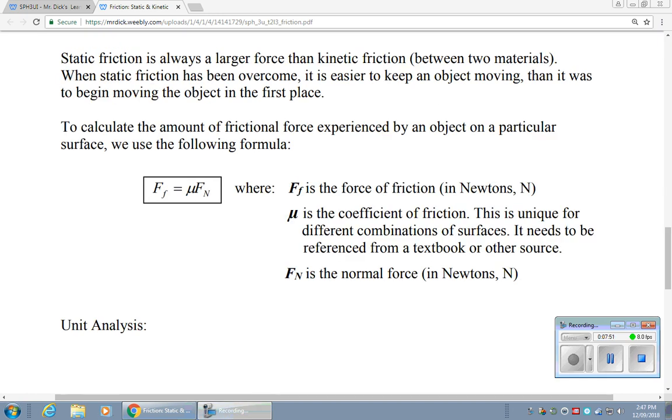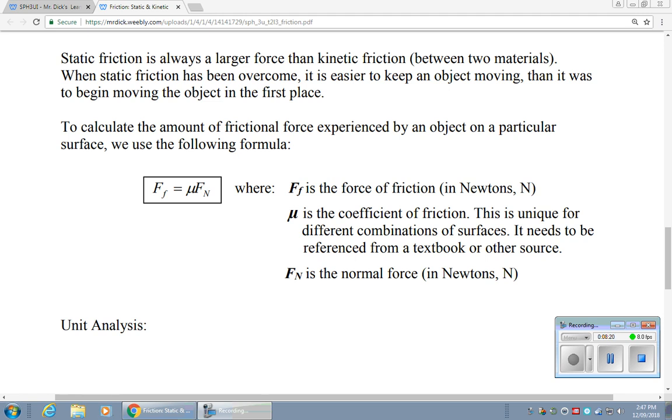So one thing we can summarize from that then is that the static frictional force is always larger than the amount of kinetic frictional force between any 2 materials. And at a certain point, if the static frictional force is eventually overcome, it'll be easier to keep that object moving from there, because the kinetic frictional force that it's feeling is less than that static frictional force that was working back against it originally.